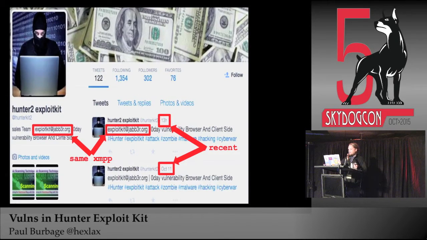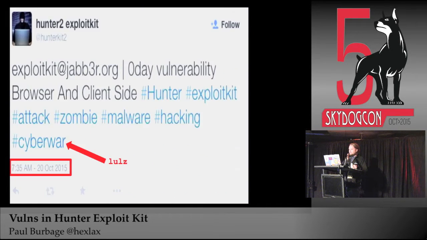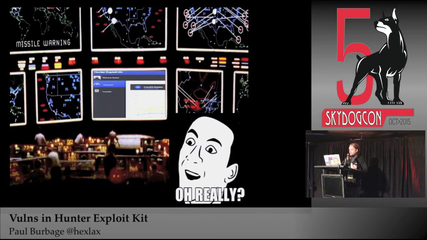Here's another screenshot of the second account that I found, utilizing that same XMPP address and very recent advertisements. Blowing up that first advertisement, you can see the date stamp down there at the bottom just a couple days ago. And it seems like every couple days he pushes out this advertisement for the EK. Thought it was pretty funny, he included the hashtag of cyber war. When I first saw that, I imagined NORAD utilizing this exploit kit to launch nukes.